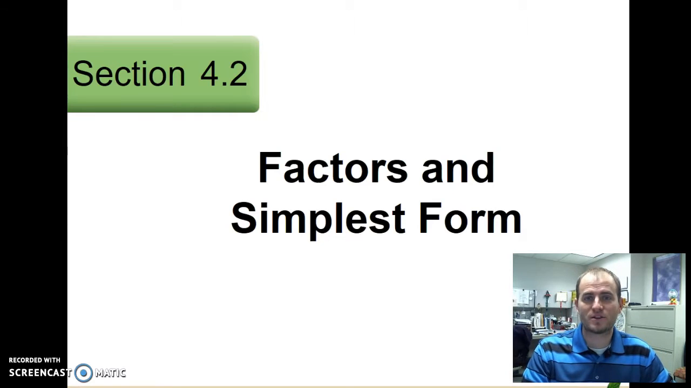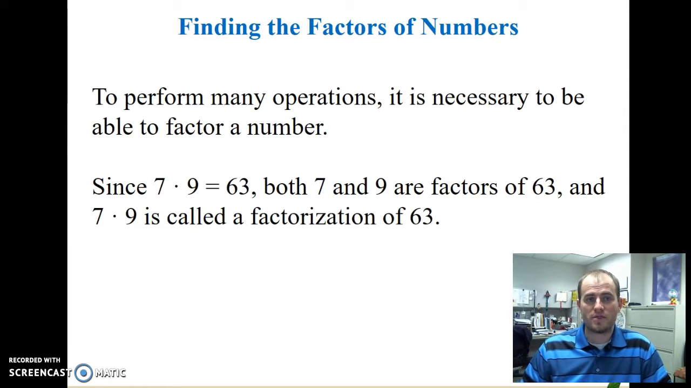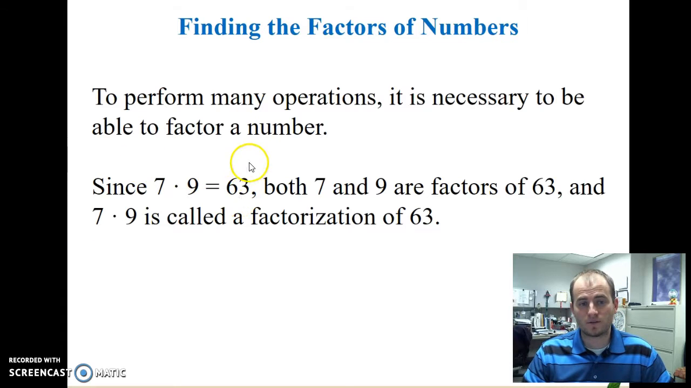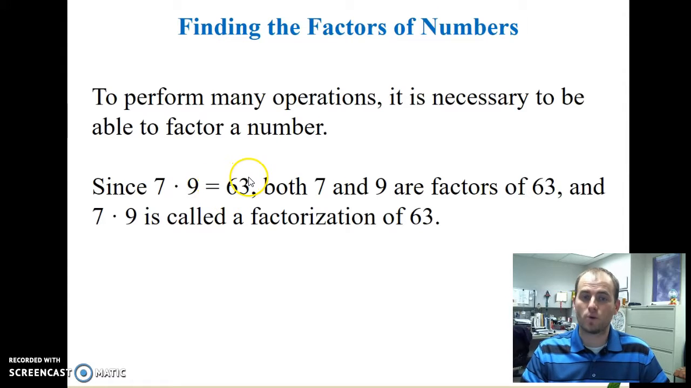In order to put fractions into simplest form, the first thing we have to understand is what factors are. So a factor is a number that divides another number perfectly. With the number 63, 7 and 9 are factors of 63 because they go into 63 perfectly. 3 is also a factor because it goes in perfectly. 21 is a factor. So a factor is a number that goes into another number evenly or perfectly with no remainder.